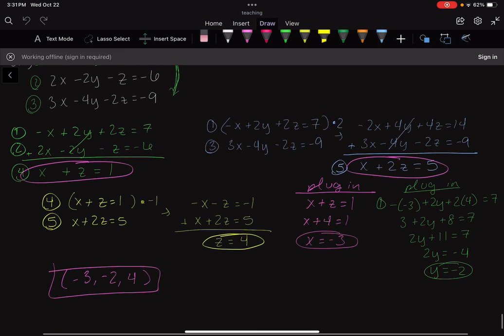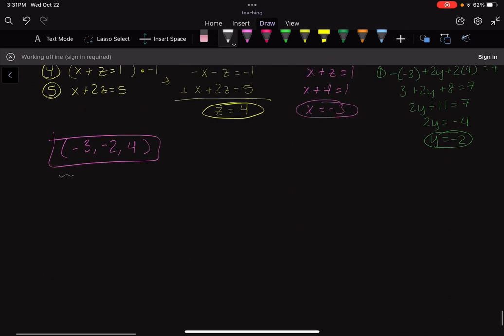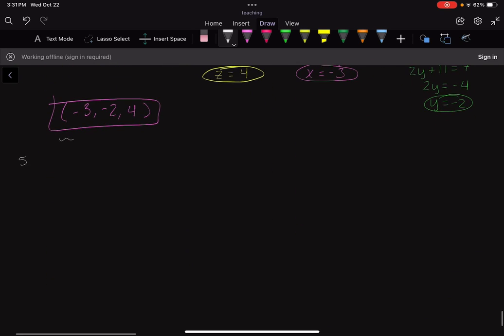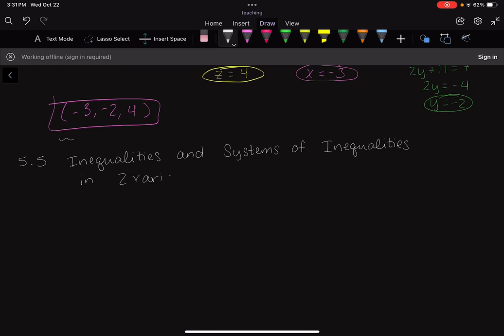All right, this section is 5.5. So we don't do 5.3 or 5.4 in here. 5.5 is inequalities and systems of inequalities in two variables. So we're back to two variables.